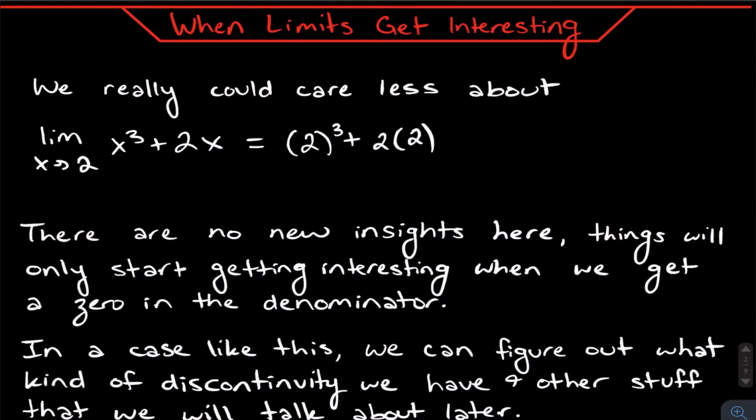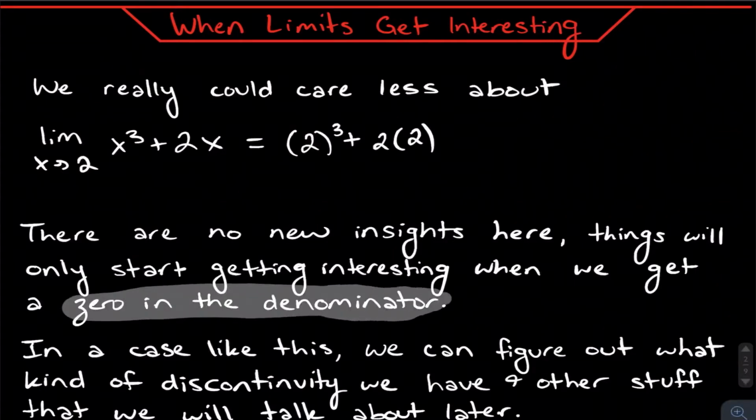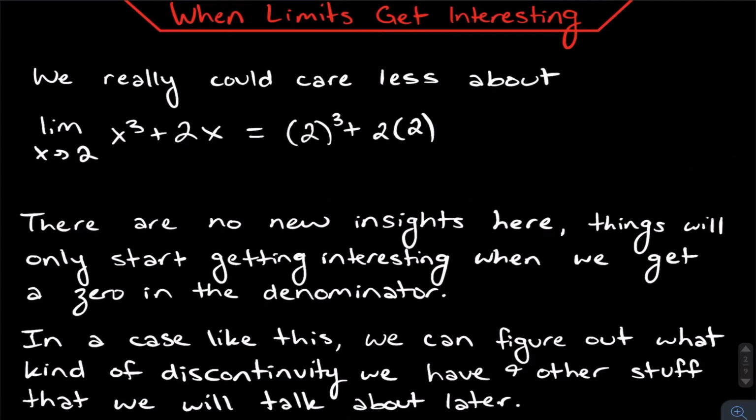So seeing that there's no new insights here, things will only start getting interesting when we get a 0 in the denominator, right? That is when we start to care a little bit, because when we get a 0 in the denominator, we can get different types of discontinuities. Okay, we can get infinite discontinuities, we can get removable discontinuities. It all depends what kind of case we have. Okay, and so getting a 0 in the denominator or getting a case like that where you have an indeterminate form, I mean, that's where limits actually come in handy a lot more.